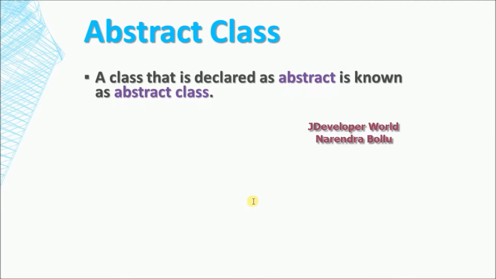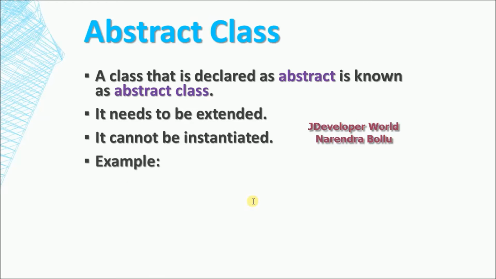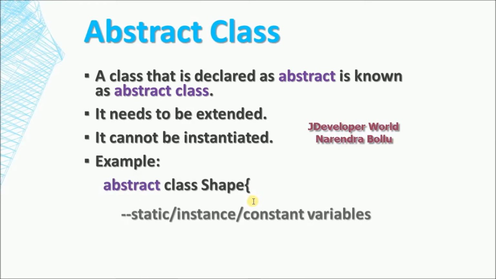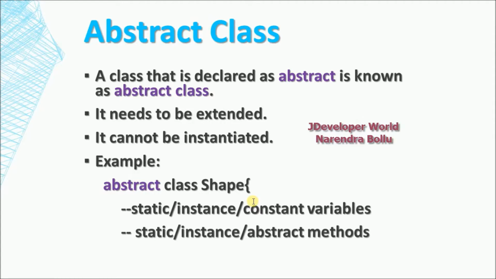Abstract class. A class that is declared as abstract is known as abstract class. It needs to be extended. It cannot be instantiated. For an abstract class we cannot create any objects. Example: abstract class Shape. Here I am declaring class Shape as abstract using the abstract keyword. The class contains static, instance or constant variables, and it may contain static or instance methods or abstract methods. This is the example for abstract class.